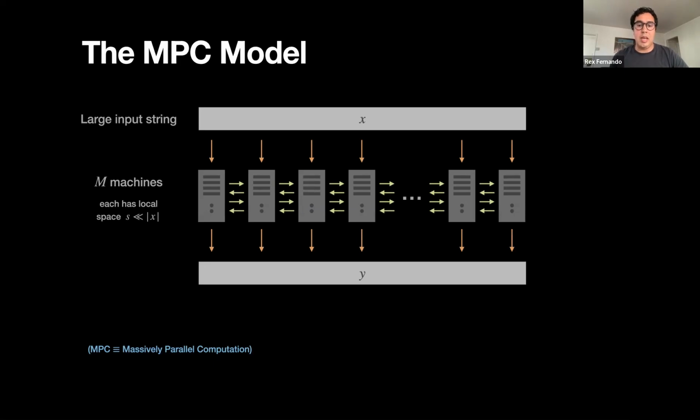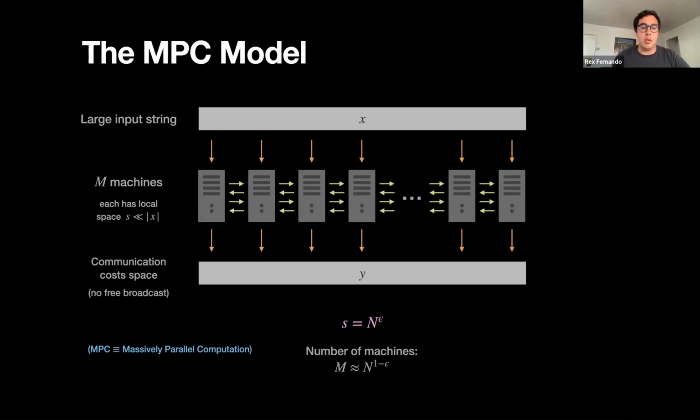The two main important constraints that the model imposes are, first, that the local space of each machine S is equal to n to the epsilon, where n is the input size and epsilon is some arbitrarily small constant. A corollary of this constraint is that we assume that communication costs space. So this is a communication bounded model, and in particular, there's no broadcast. The second constraint is that we say a protocol is efficient in this model if the round complexity is small. So it should take logarithmic rounds or less.